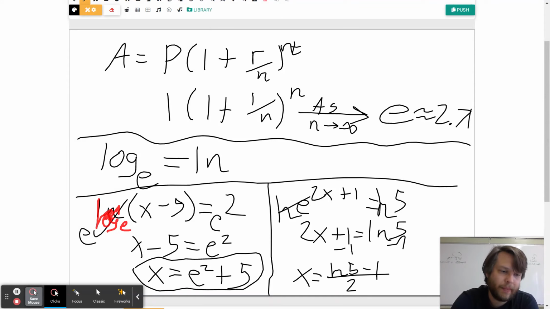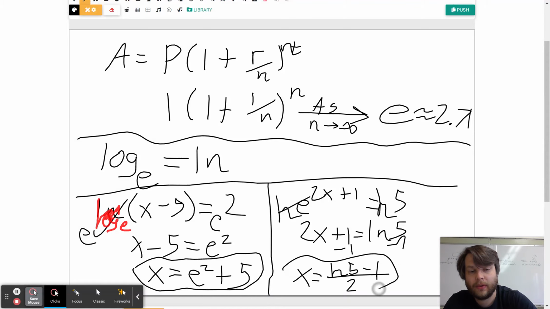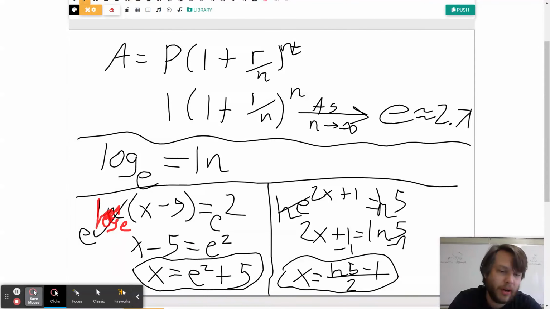Don't try to combine those pieces together. Just leave it like that. ln of 5 minus 1 over 2. That's going to be a decimal of some sort. So there you have it.